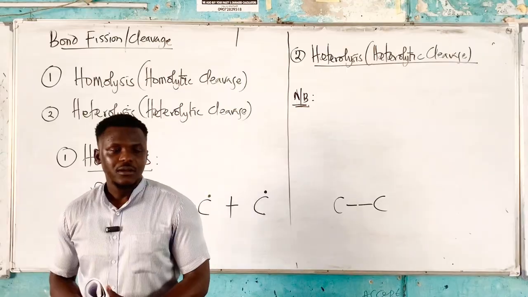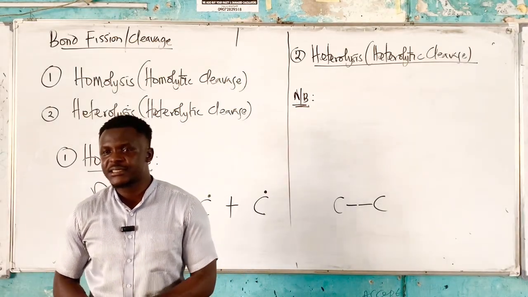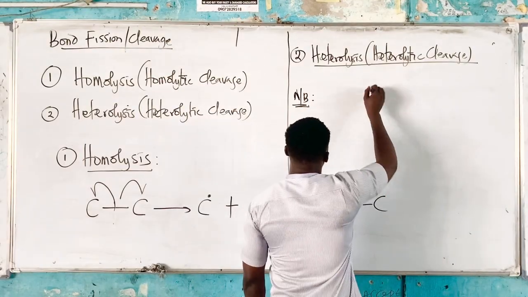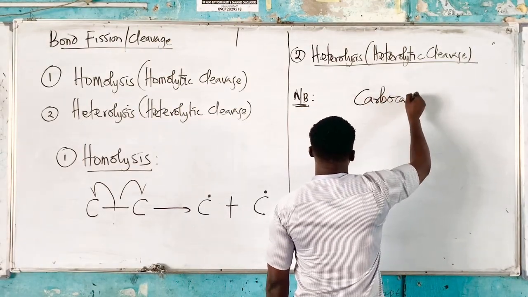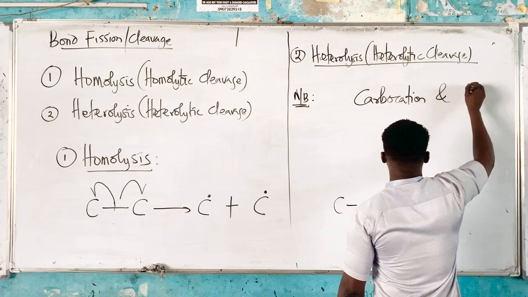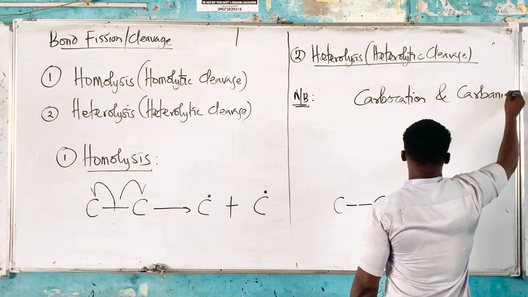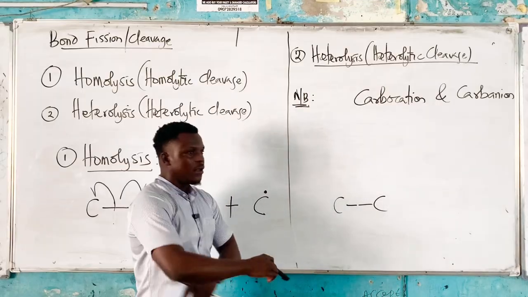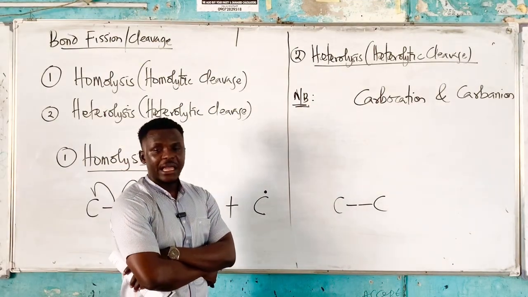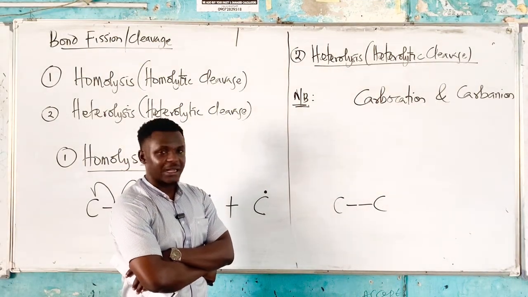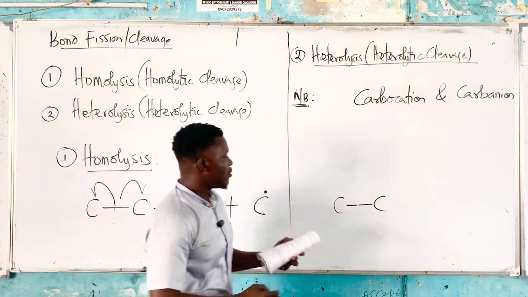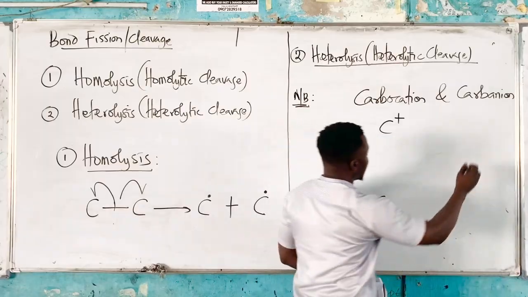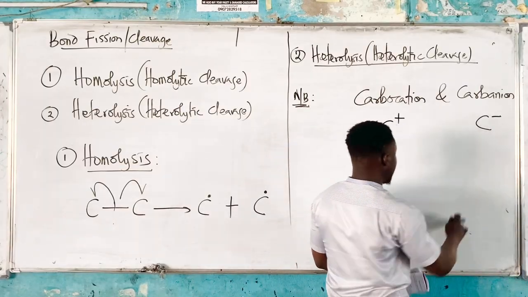Note, the product of heterolysis is carbocation and carbanion. The product of heterolysis is carbocation and carbanion. A carbocation is carbon that has a positive charge. A carbanion is carbon that has a negative charge.